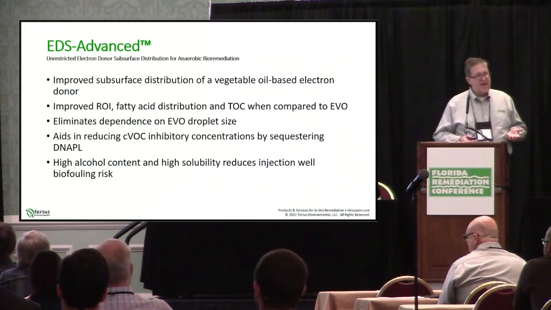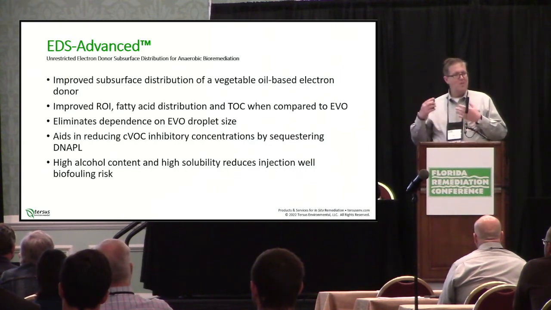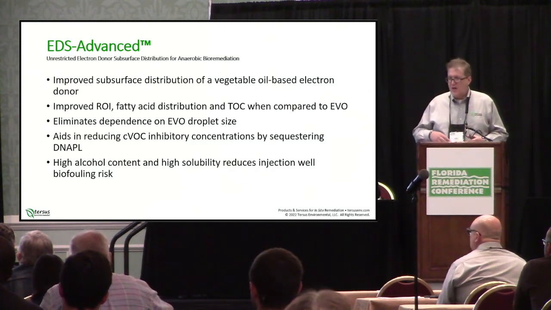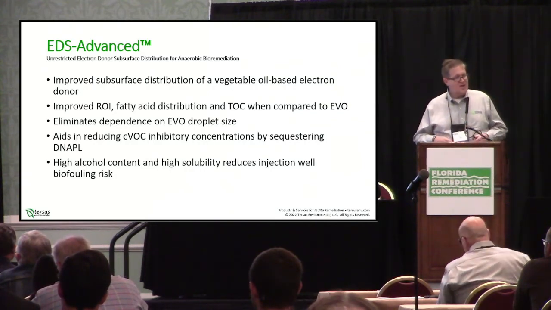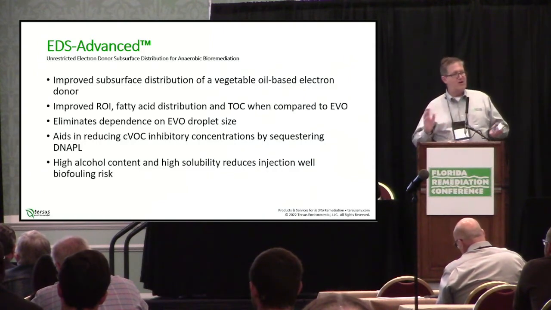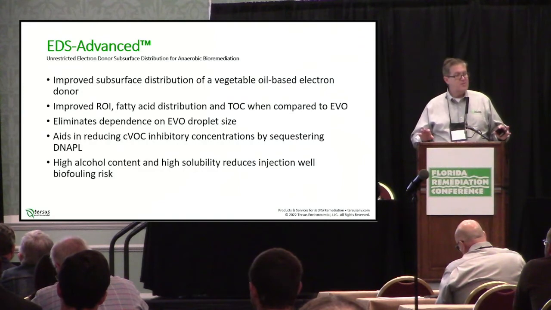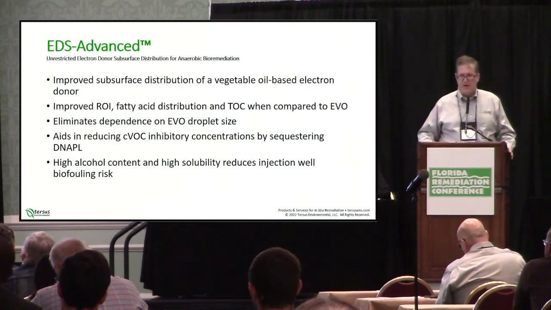And so really the advantage here is that we're not producing the soap scum and all those other issues associated with optimizing your system when you do an EVO injection. And we're no longer relying on the dependence of EVO droplet sizes, whether it's going to be a small micron or a large micron. We're going straight to production of the volatile fatty acids that are going to generate the hydrogen that's needed to go all the way to complete reductive dechlorination.